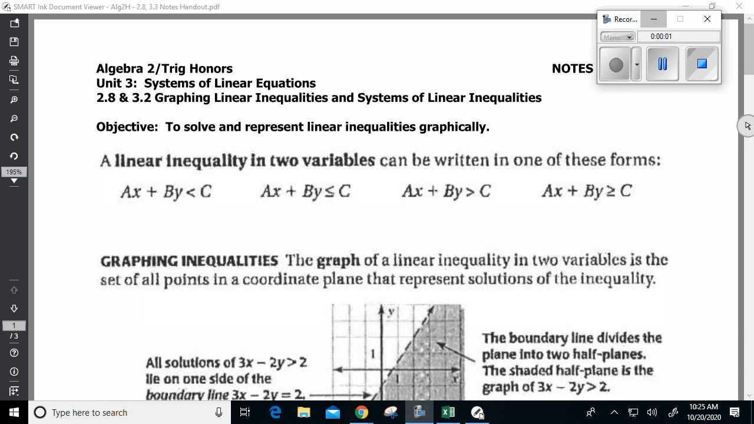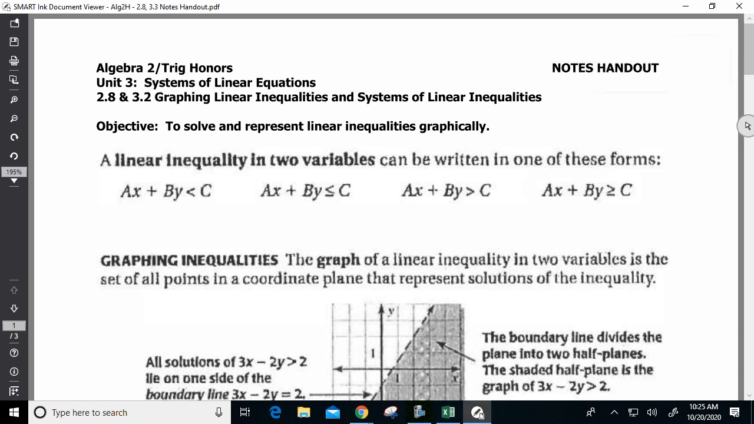Sections 2.8 and 3.2 both deal with linear inequalities and systems of linear inequalities. So a few basic elements that we need to make sure we do this correctly. Linear inequality simply means you have the less than or equal to, greater than or equal to sign. So you don't have the equal sign. That's what that is.